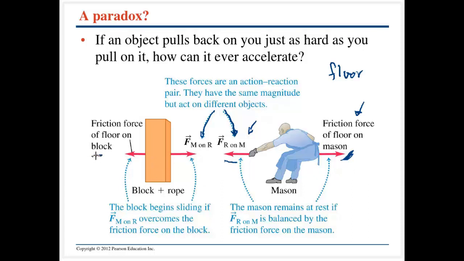The block will not move as long as the friction force of the floor on the block and the force of the rope are the same. Now the friction force of the floor on the block is going to be different than the friction force of the floor on the mason, and that's how this system can accelerate. What this is also saying is, if you think about when you're playing tug of war with your buddies, it's not really about who can pull harder on the rope, because that's an action-reaction pair. It's who has more friction force on their side.